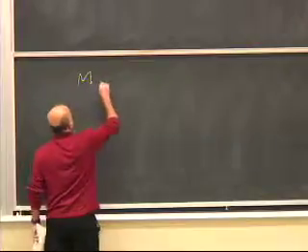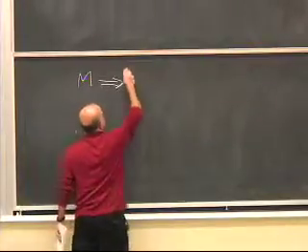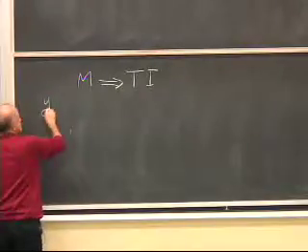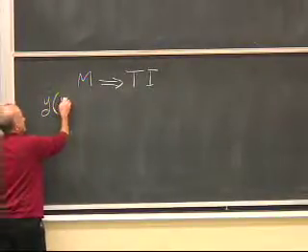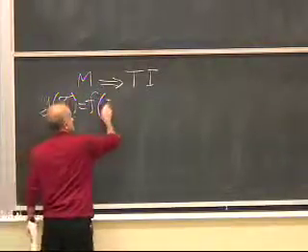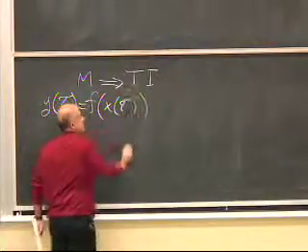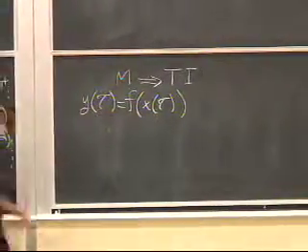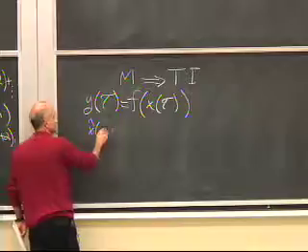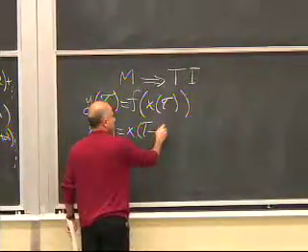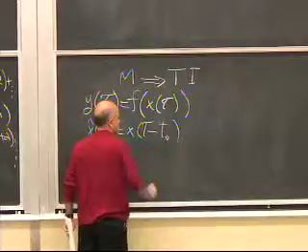So memorylessness implies time invariance. And that's simply because of the relationship between the input and the output. If I have y of tau, and I know my system is memoryless, I know that there's a function f such that it's a function of x at tau. Now, define x hat to be a shifted version of x.